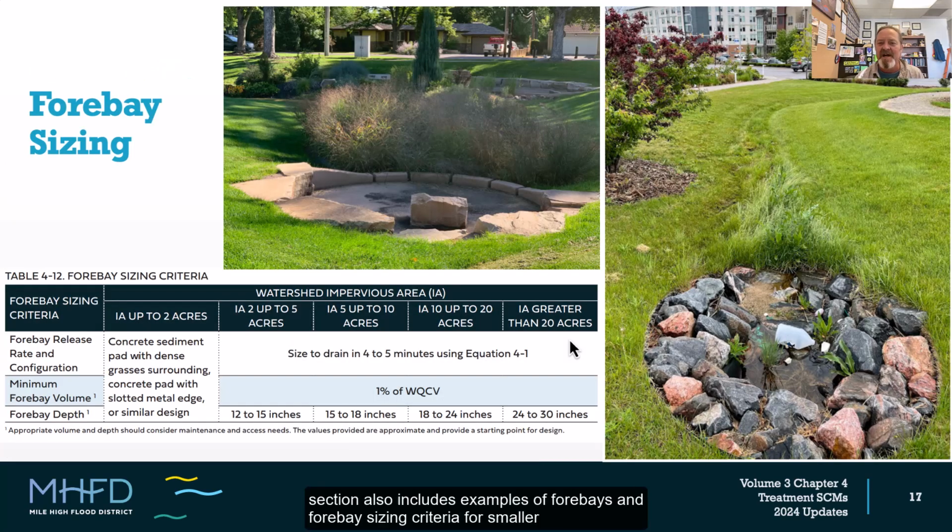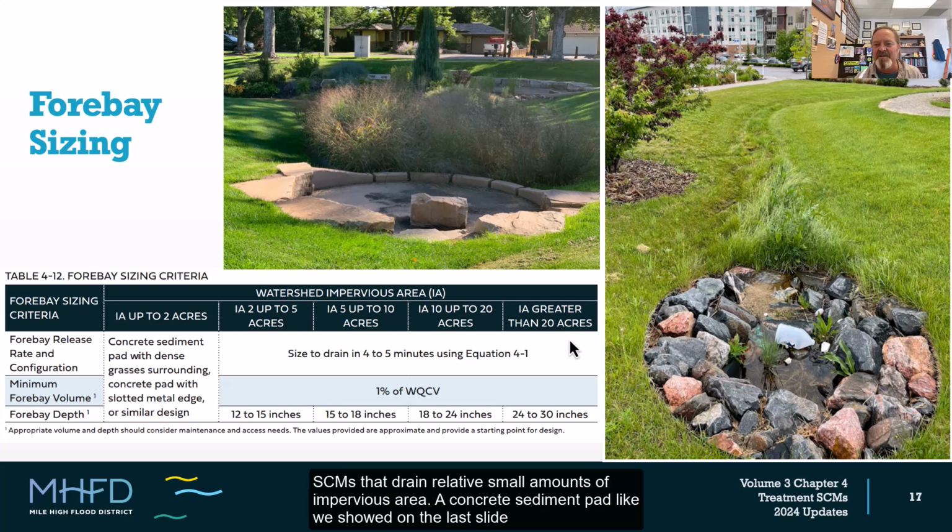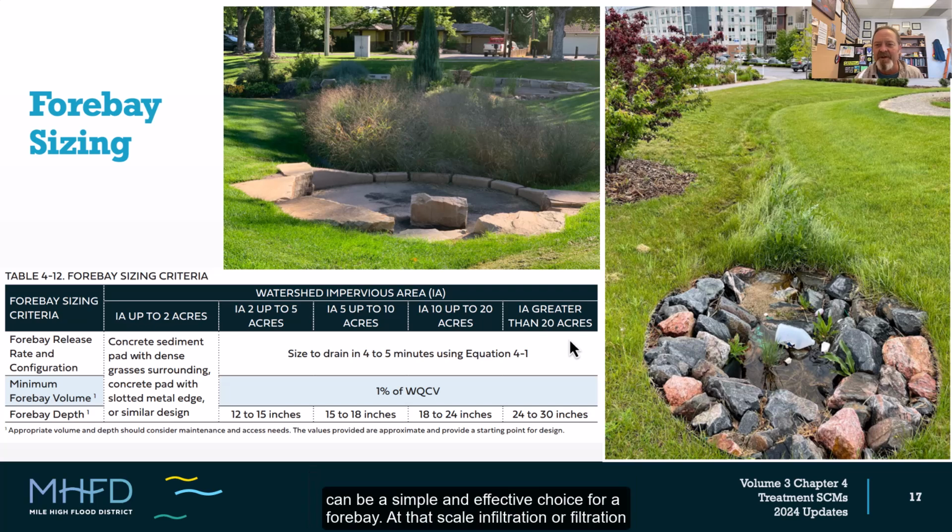The inflow features section also includes examples of forebays and forebay sizing criteria. For smaller SCMs that drain relatively small amounts of impervious area, a concrete sediment pad, like we showed on the last slide, can be a simple and effective choice for a forebay. At that scale, infiltration or filtration-based SCMs are really handy because you can release the flows through an underdrain and you avoid a lot of the problems that you can have with small orifice sizes for the pond-type SCMs when you have small drainage areas.